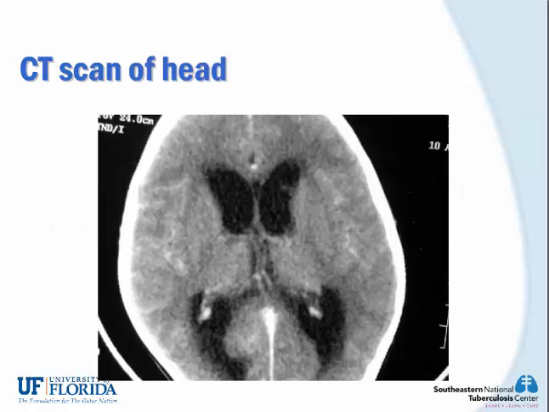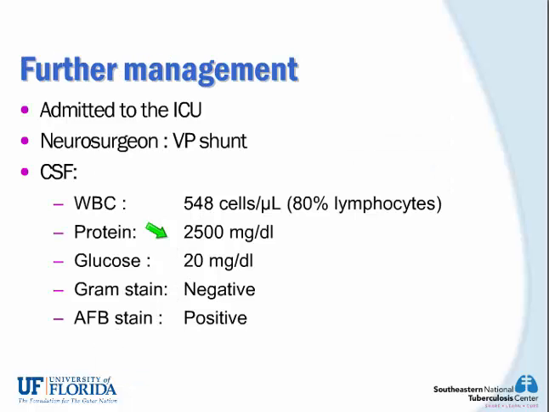And as you can see, she has dilated ventricles, and she had loss of sulci in her brain. So almost here she had a brain edema. And subsequently, the neurosurgeon was consulted for this girl, and they decided that the best thing is to put a shunt. So she was admitted to the ICU. The neurosurgeon was consulted, and a shunt was inserted, where we were able to get CSF.